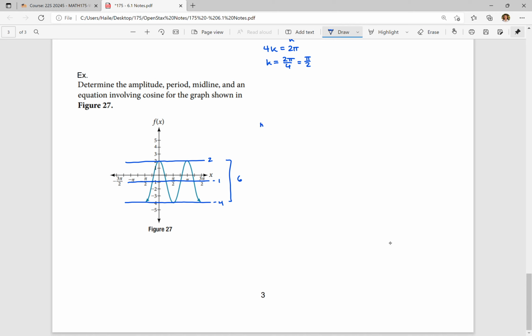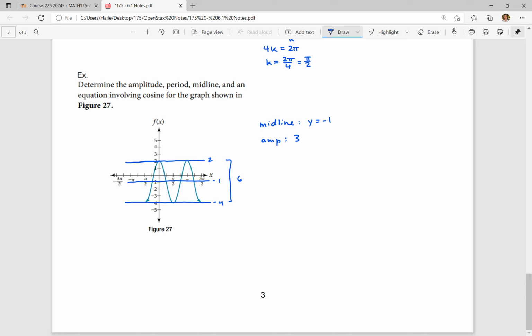We'll go ahead and make a note of that. So the midline is y equals -1. And the amplitude is just going to be 3, because if the total height of the wave is 6, and for the amplitude we just want the middle to the top or the middle to the bottom, it's just going to be half of that. So the amplitude is 3.